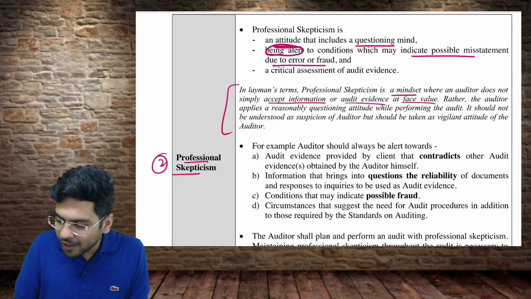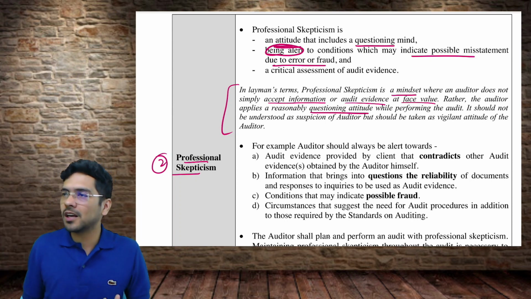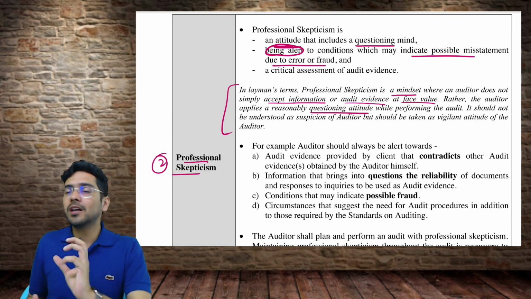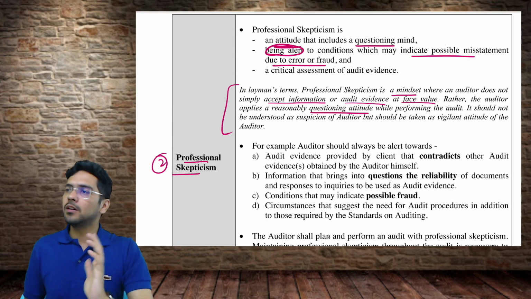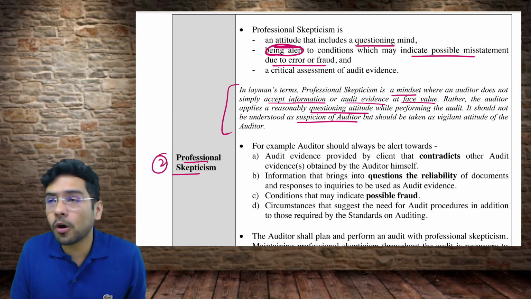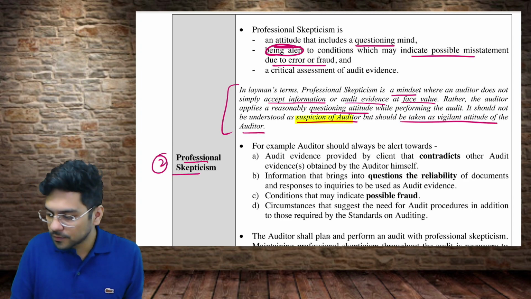Rather, the auditor applies a reasonably questioning mind, but that doesn't mean we are doubting everything that they are giving. It's just that we are remaining alert, we are being vigilant. It doesn't mean we have a suspicious attitude that whatever they give we'll doubt. No. It should not be understood as suspicion of the auditor, but should be taken as vigilant attitude of the auditor. Are you all clear with this?